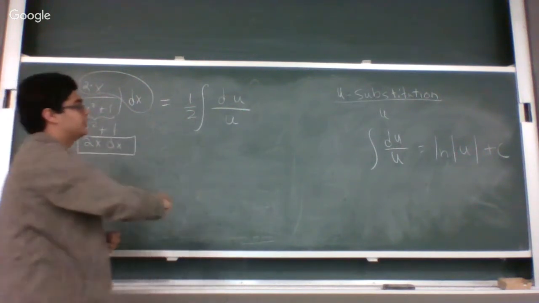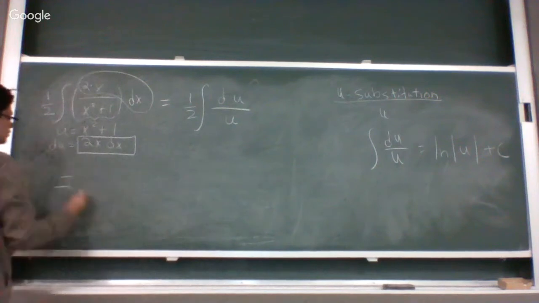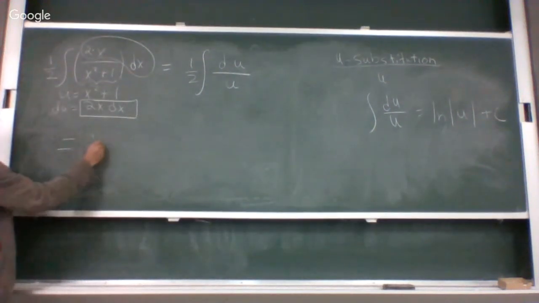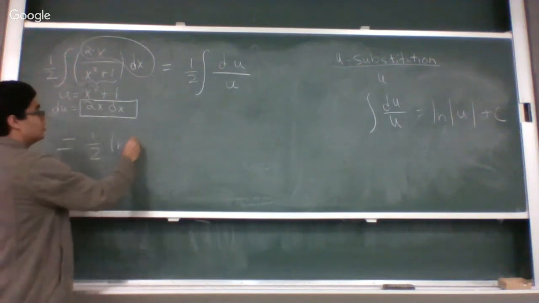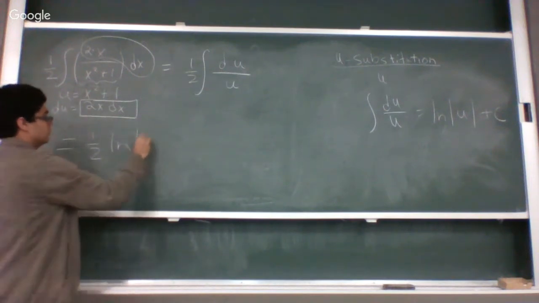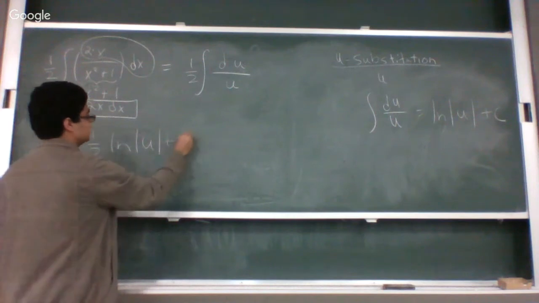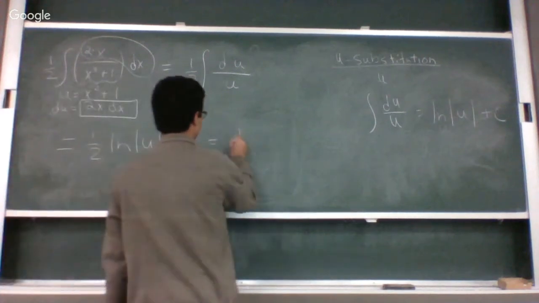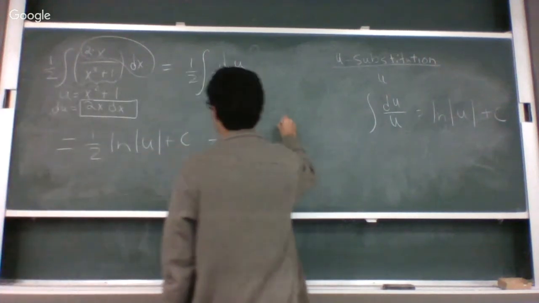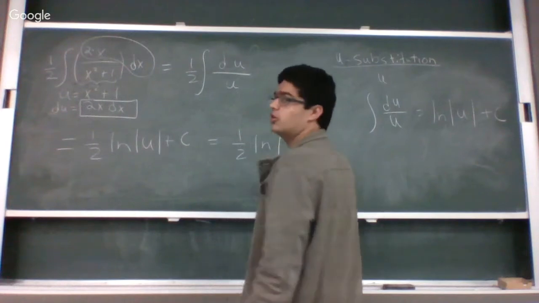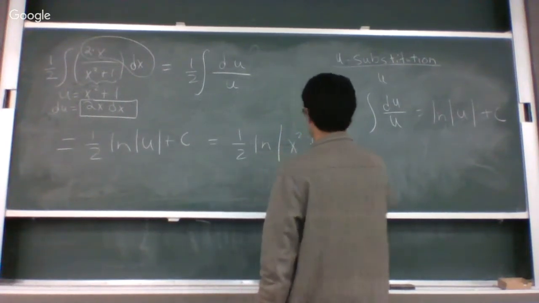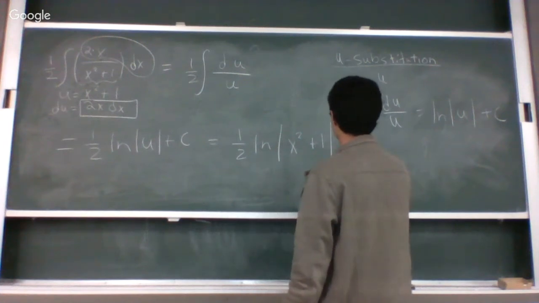So what's the derivative of this? I mean, integral. Natural log, 1/2 times the natural log of the absolute value of u plus c. Okay, and then you just sub it back. We sub in for u. So that's 1/2 times the natural log of the absolute value of x squared plus 1 plus c.